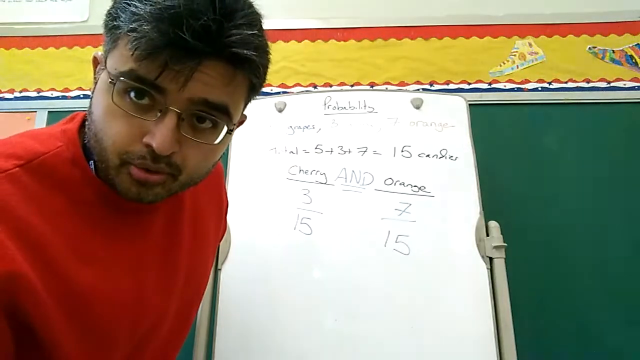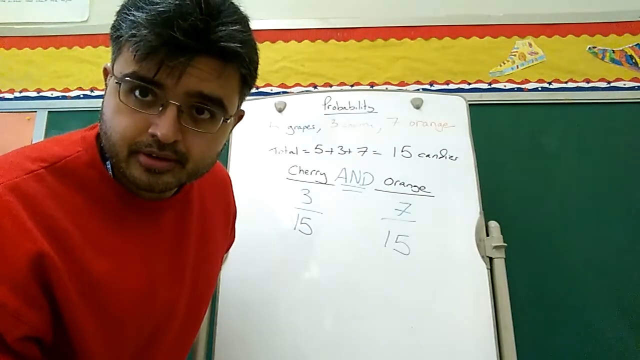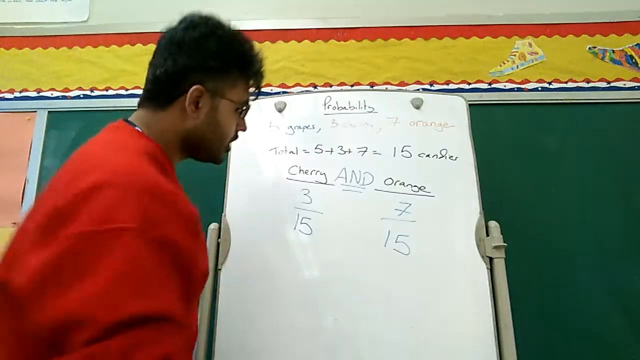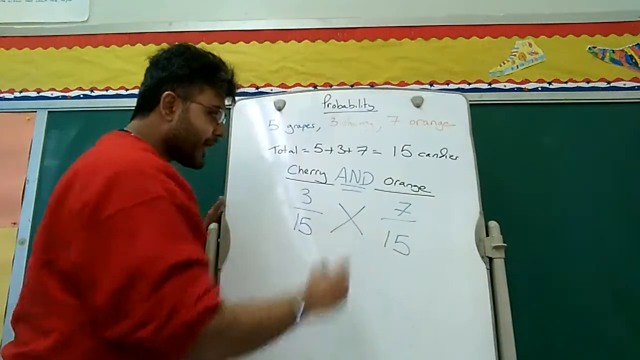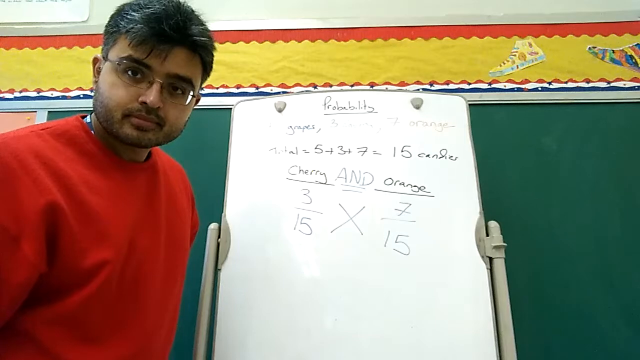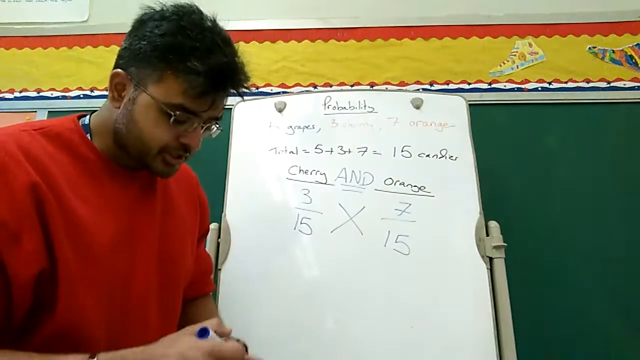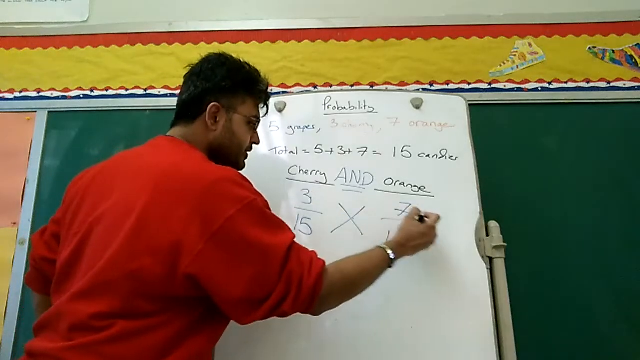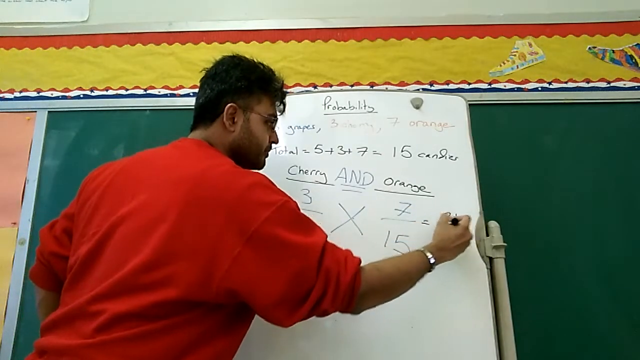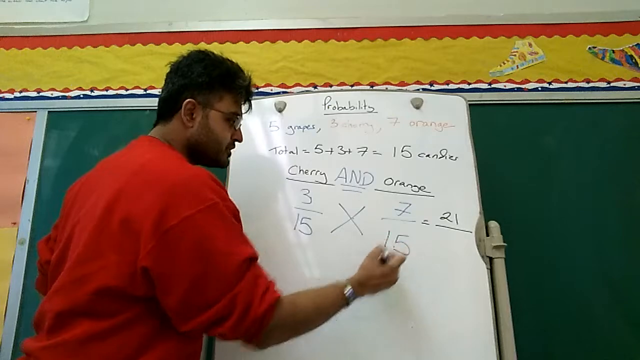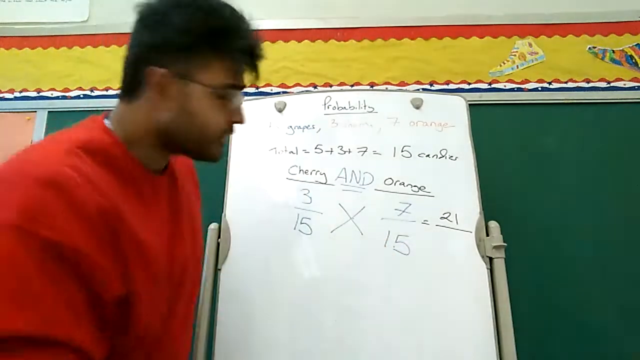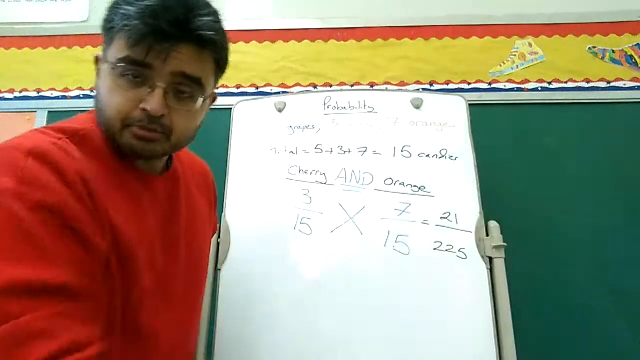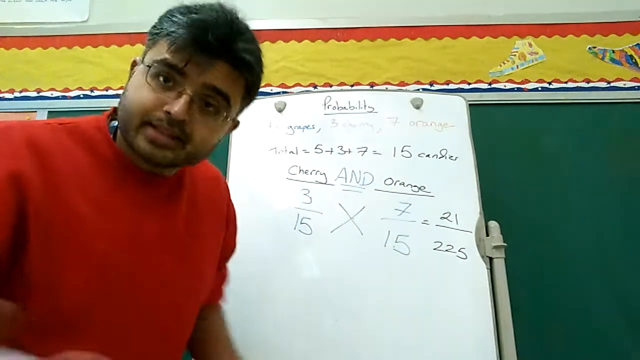And the kids know that when you use "and" in a probability question, that automatically means you multiply the fractions. And multiplying fractions is the easiest thing to do. You just multiply. 3 times 7, 21. 15 times 15, I believe, is 225. And of course you can simplify it if you can. And that's how you do it.